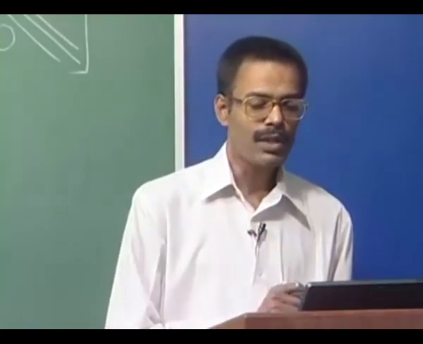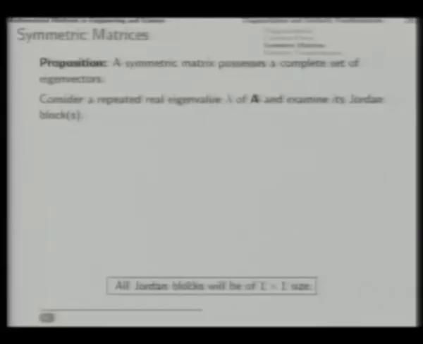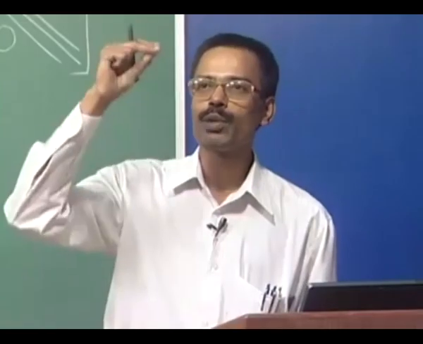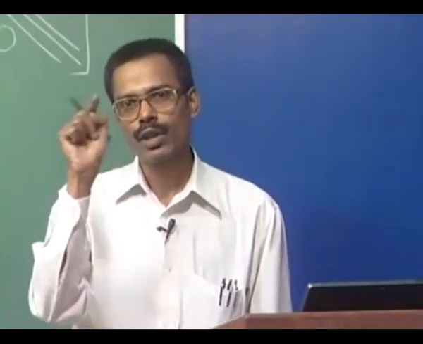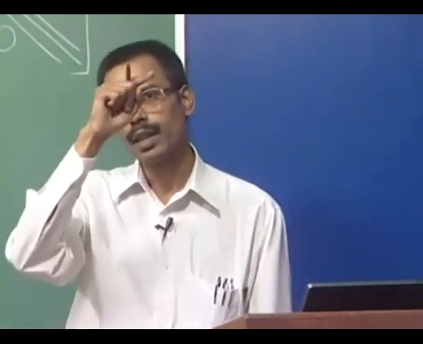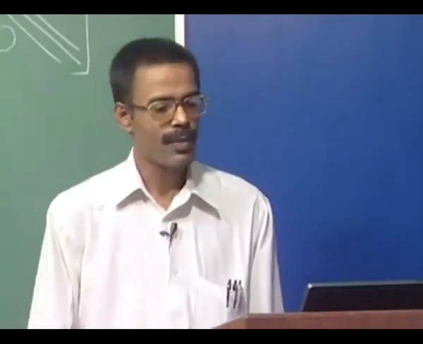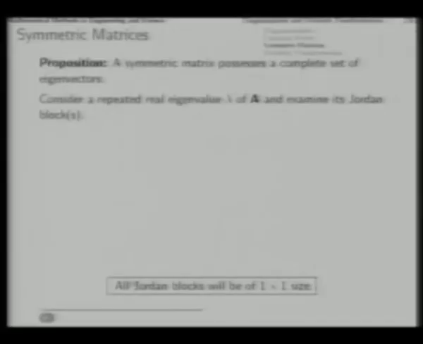What do we want to establish? We want to establish that all Jordan blocks will be of 1 by 1 size. There will be no place to write that super diagonal 1. So if all Jordan blocks are of 1 by 1 size, then the result will be a diagonal matrix. This is what we want to establish.